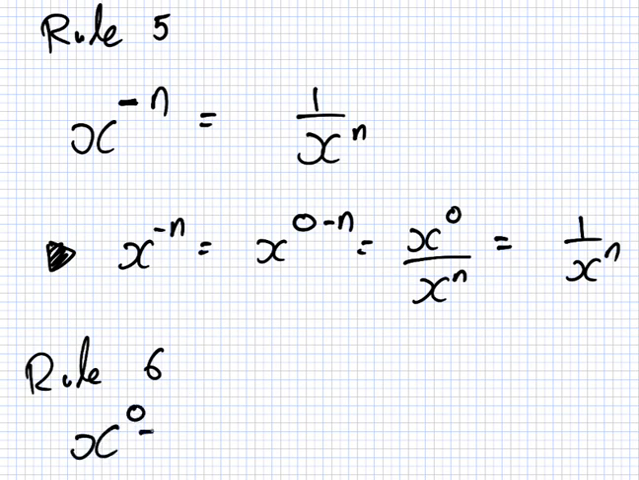X power 0 is 1, 0 power x is 0. So anything to the power of 0 is 1, 0 to the power of anything is 0. So does anybody have any ideas what 0 power 0 might be?